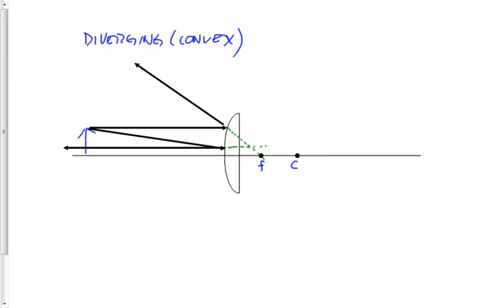And the image that we see here is, look at that. It is clearly smaller, way smaller in this case. Way smaller than the object. Is it right side up or upside down? Dallas, upright or inverted? Upright.